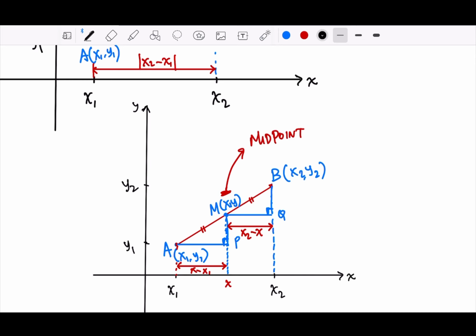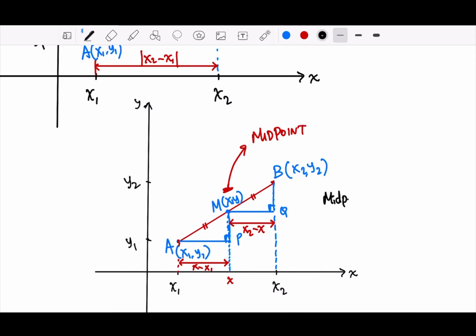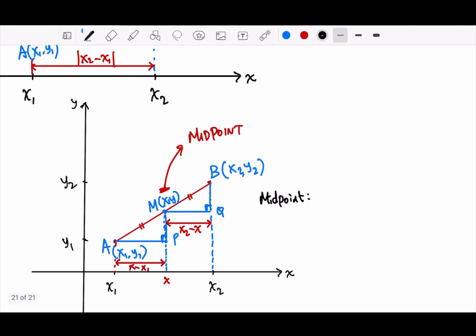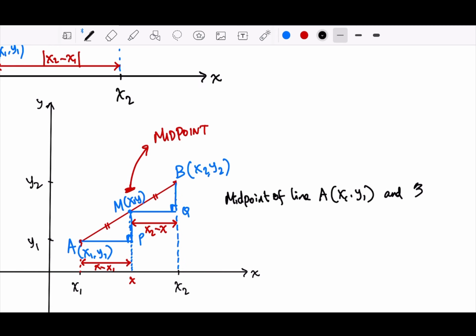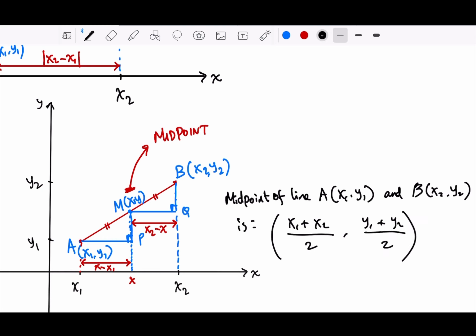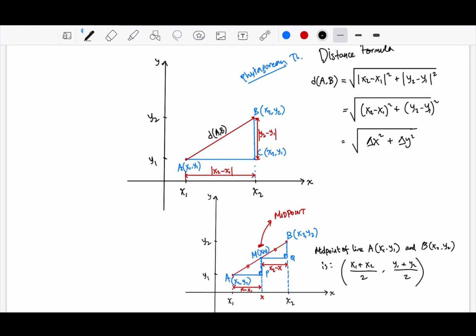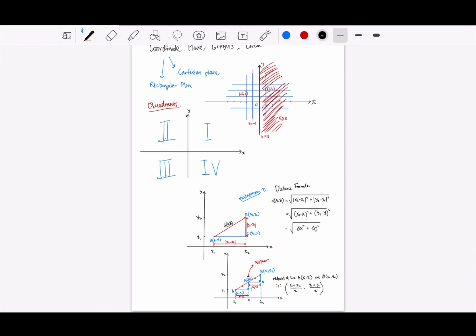Now from these two triangles, we could say that the midpoint of line A and B is x1 plus x2 divided by 2, and y1 plus y2 divided by 2. Okay, so practically it's just to say that it's really in the middle, and that's why we need to divide by 2. Okay, I hope that's helpful. That's the distance and the midpoint. Okay. Let me continue to the next page.